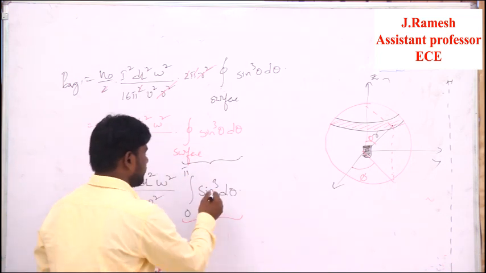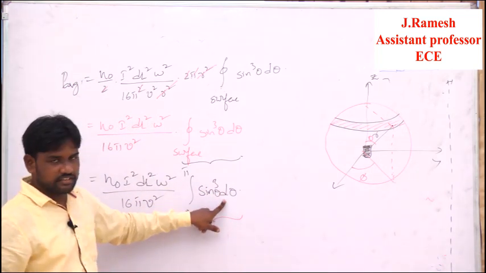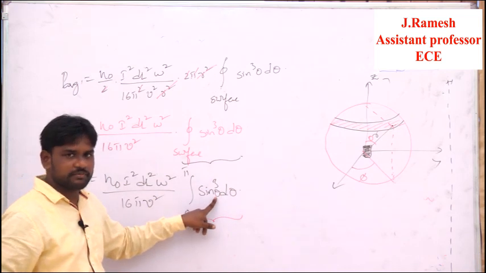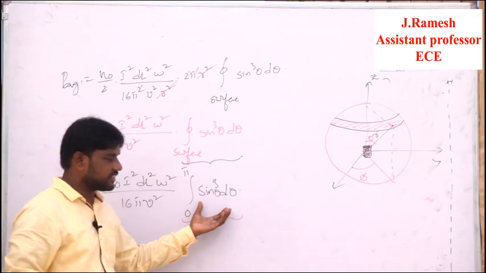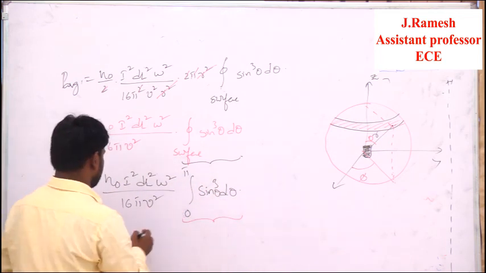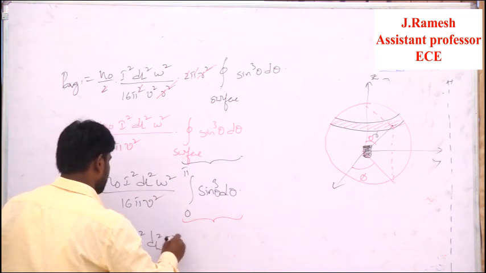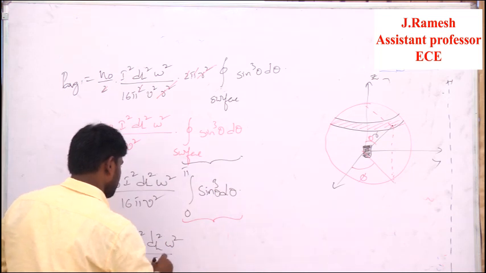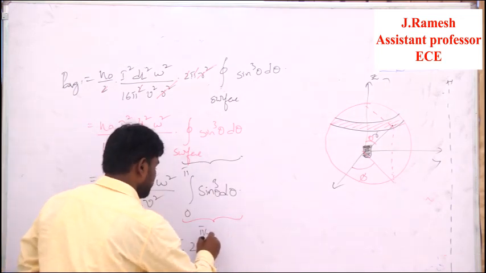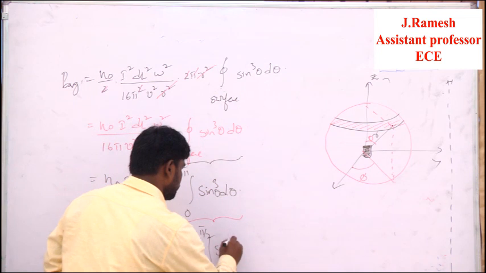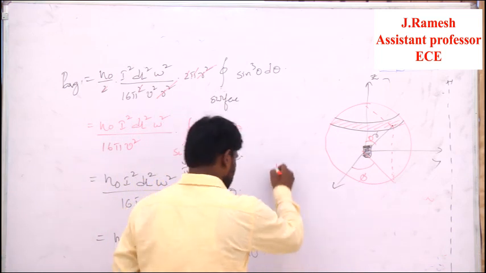So at that particular time, sin of (π − θ) whole cube becomes again sin θ only. So it is an even function, I can say that. Now I can write this as, since it is an even function, 2 times dl² ω² / (16π v²) times 2 times the integral from 0 to π/2 of sin³θ dθ. So now my question is, how can I simplify this one?